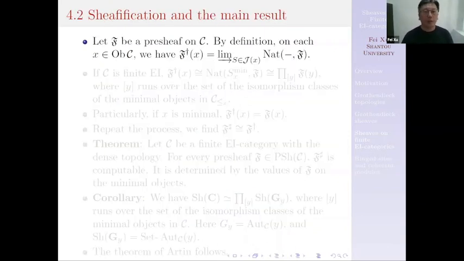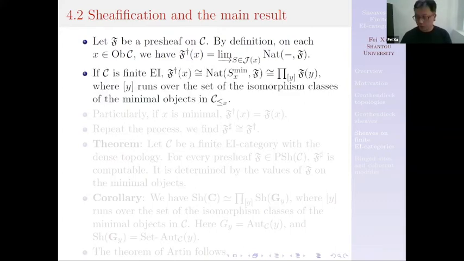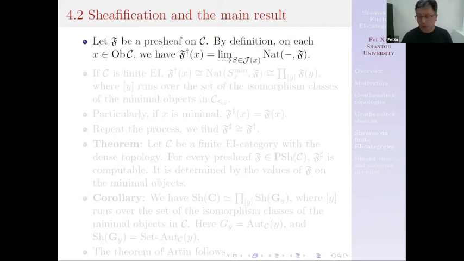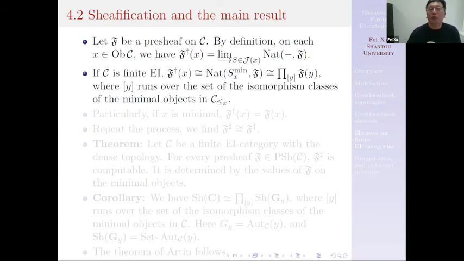So yeah, now with this unique non-empty minimal covering sieve, we can compute the limit. We have the definition that we copied from the previous page, and when you compute it, since you have a unique minimal object, the limit is simply the set of natural transformations from this minimal covering sieve to F, because both of them are considered as functors on C, so it makes sense.